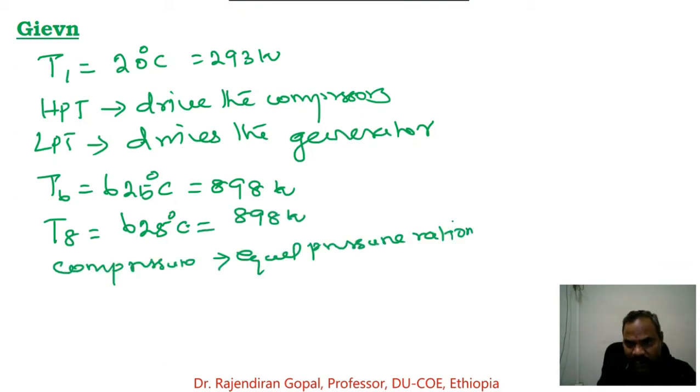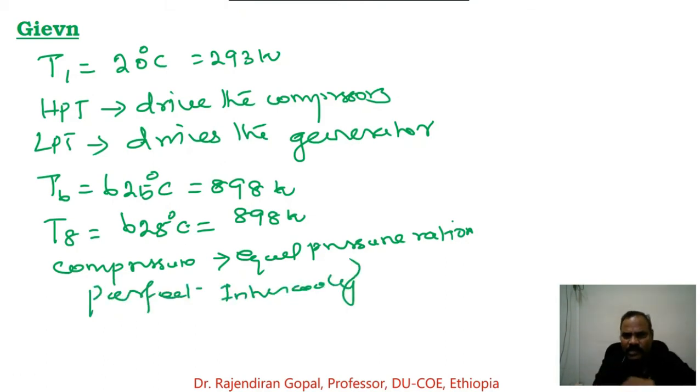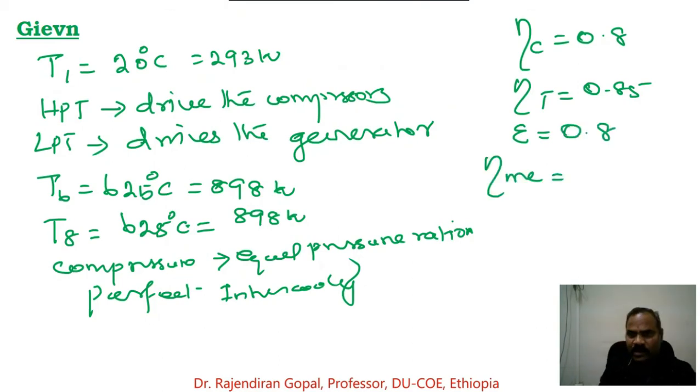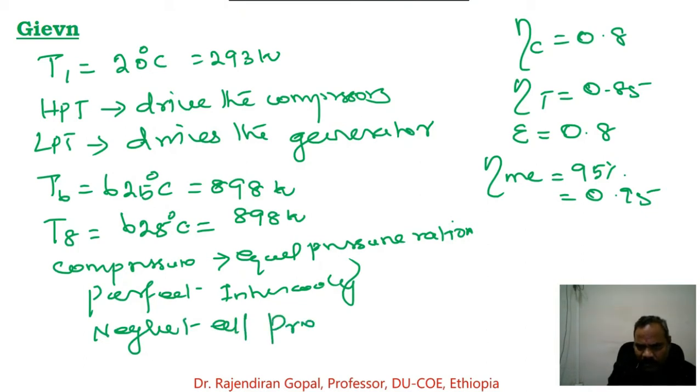Then compressor having equal pressure ratio and perfect intercooling. Then efficiency of the compressor is equal to 0.8. Efficiency of the turbine is equal to 0.85. Heat exchanger thermal ratio, that is effectiveness, is equal to 0.8. Mechanical efficiency is equal to 95%, that is equal to 0.95. Neglect all pressure losses and kinetic energy.